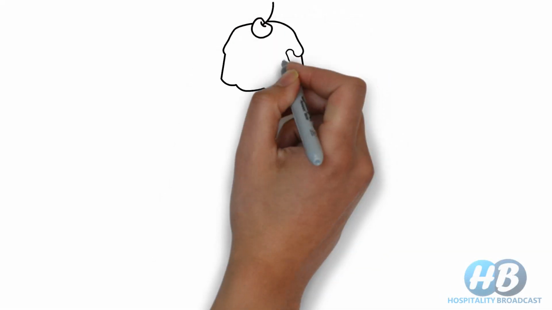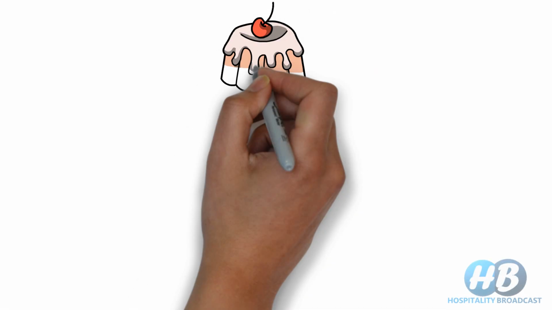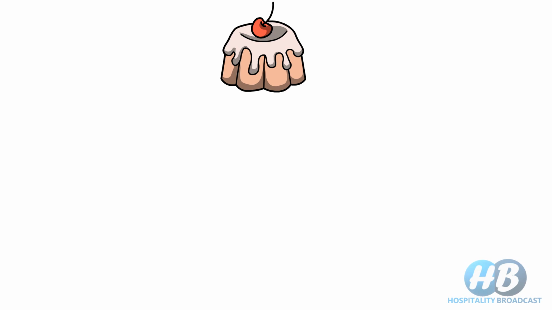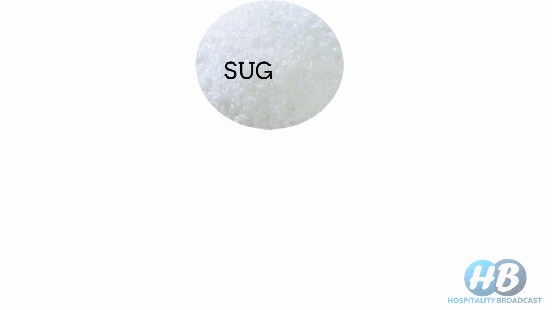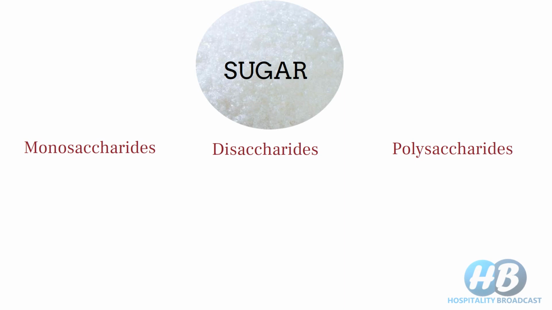If you want to make any food item taste sweet, then what will you add? Well, the obvious answer is sugar. It's the most common and basic ingredient in the kitchen. Scientifically, sugar is categorized into three categories: monosaccharides, disaccharides, and polysaccharides.